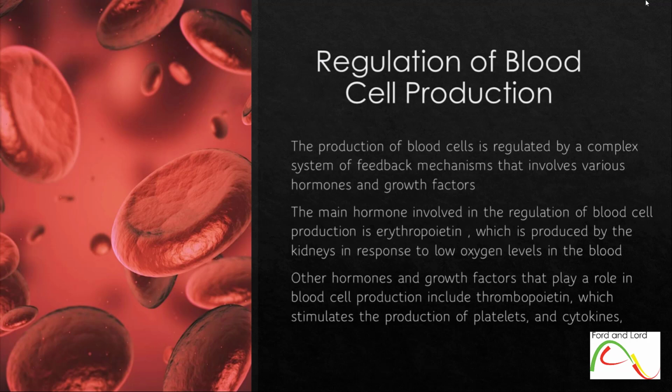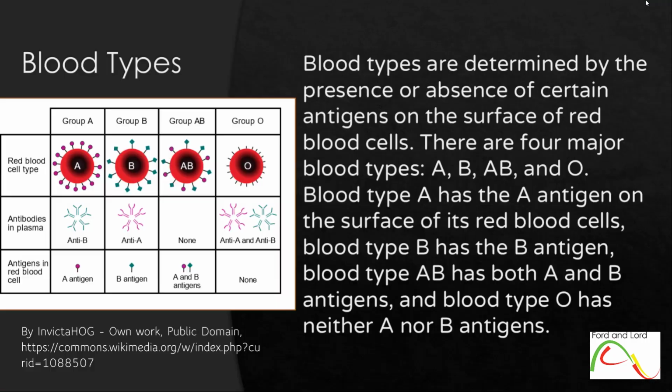EPO stimulates the bone marrow to produce more red blood cells, which helps to increase the oxygen-carrying capacity of the blood. Other hormones and growth factors that play a role in blood cell production include thrombopoietin, which stimulates the production of platelets, and cytokines.